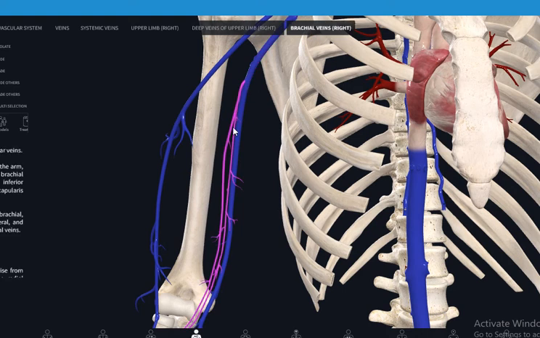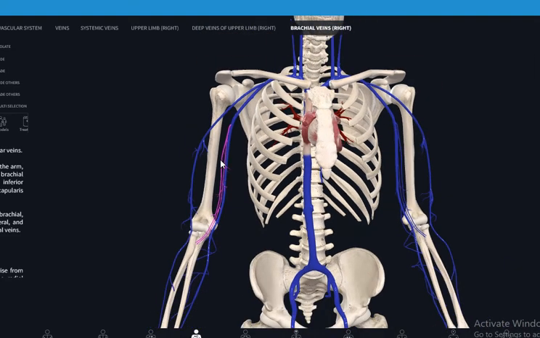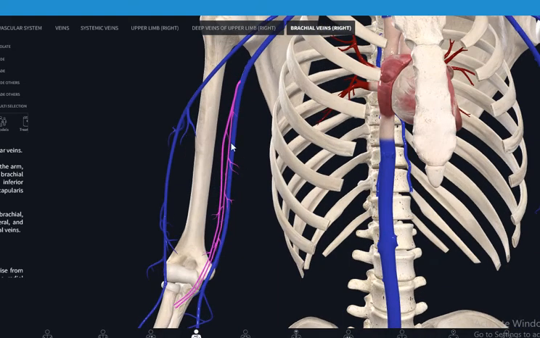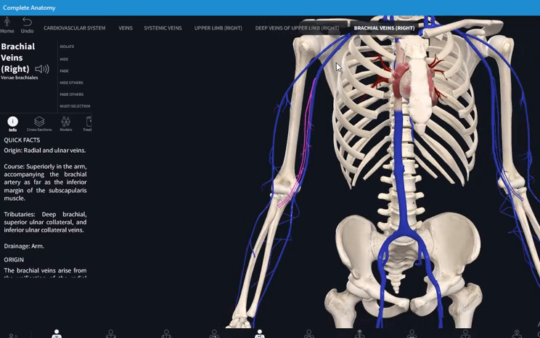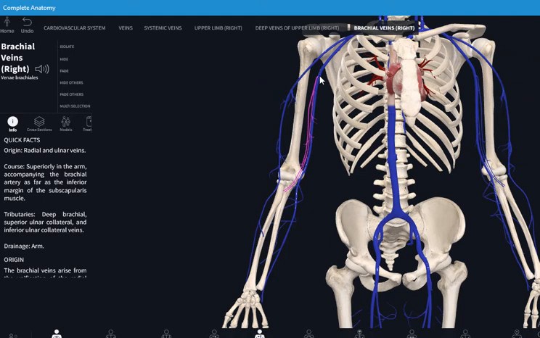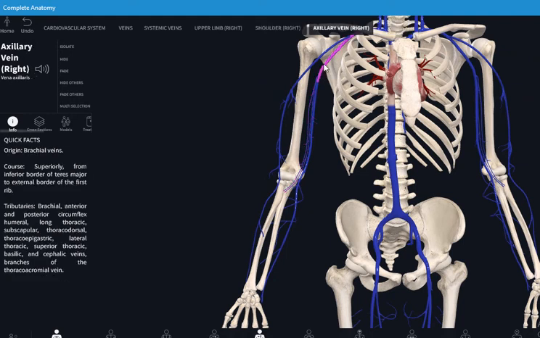You see that the brachial vein is very small. Most of the venous drainage occurs via the superficial circulation. Now we have the next one here. You see that it's all entering with the brachial vein now to form the axillary vein. All of them are going to form the axillary vein.